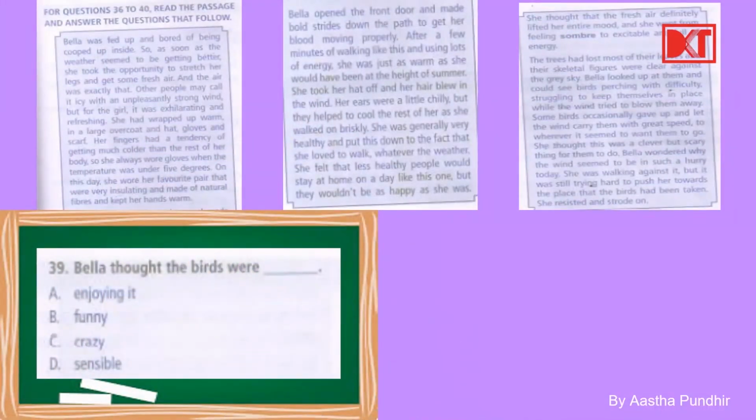The birds were A. enjoying it, B. funny, C. crazy, or D. sensible. So where was it? She thought this was a clever but scary thing for them to do. So she thought that the birds were clever. So the answer is D, sensible. Alright.